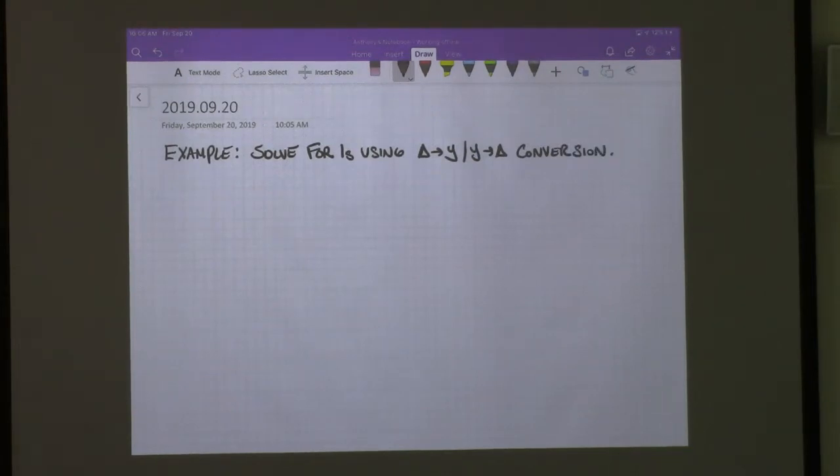All right, so this is an example. Switching gears a little bit, this one does not contain a dependent source, but it does have an instance where we're going to have to use the delta to y, y to delta conversion in order to make it work. So let's jump right in.